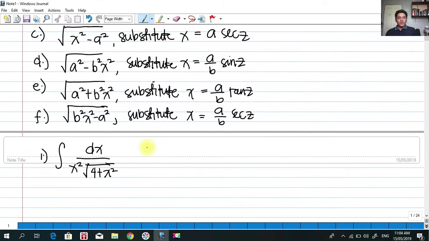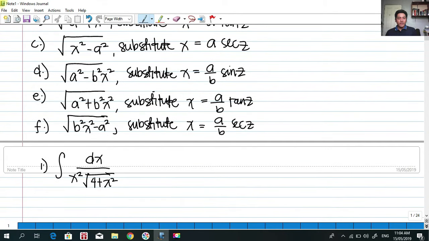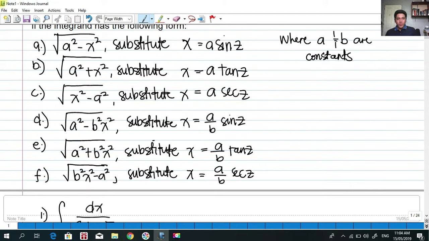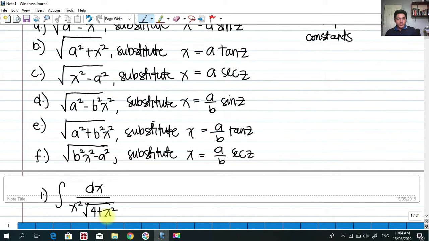Okay, so let's try to solve some problems. For number 1, we have the integral of dx over x squared times the square root of 4 plus x squared. So what we are going to do is to identify first the integrand. The integrand has the following format, square root of 4 plus x squared. If we look at our formulas here, square root of 4 plus x squared, plus, so the coefficient of x squared is 1.